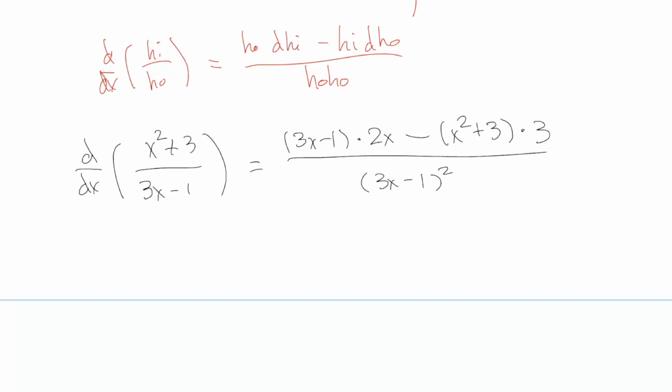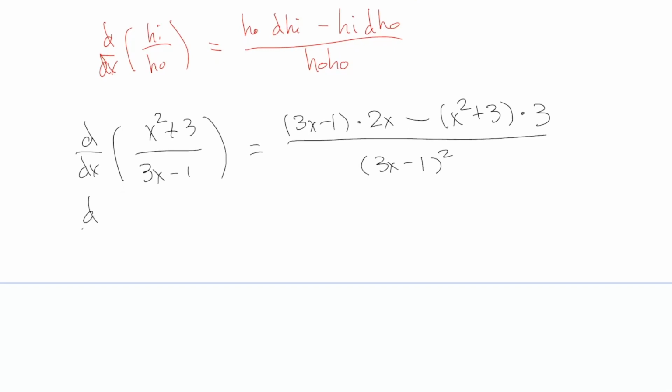Again, you could probably simplify that if you want to, but I'm not going to expect you to simplify it unless you have some reason to. Let's try just another one. These really don't get any more complicated than that.